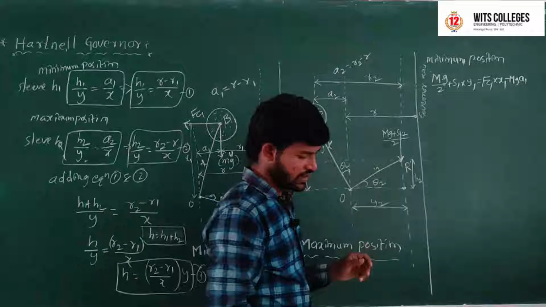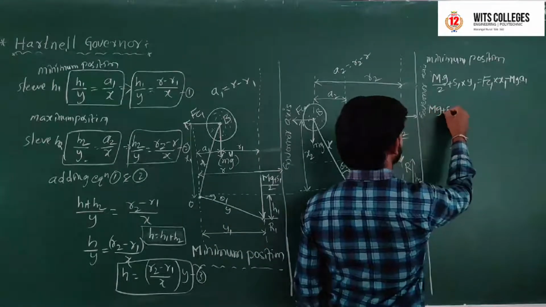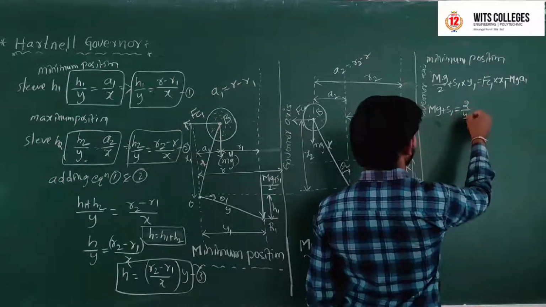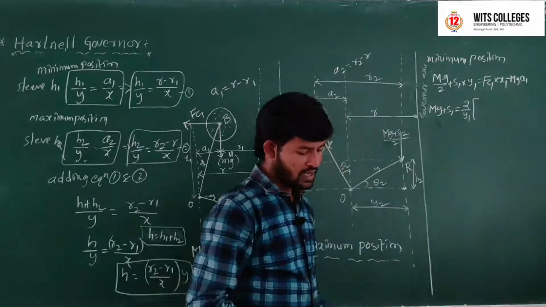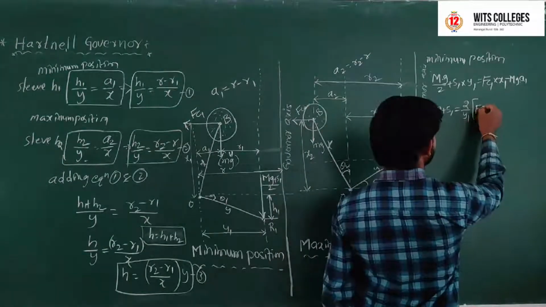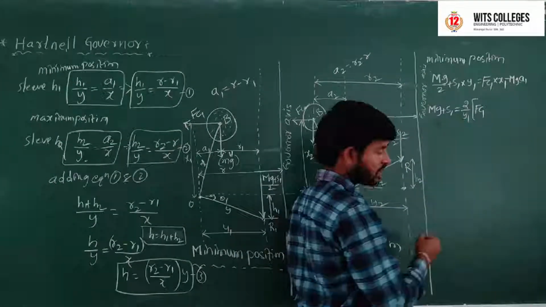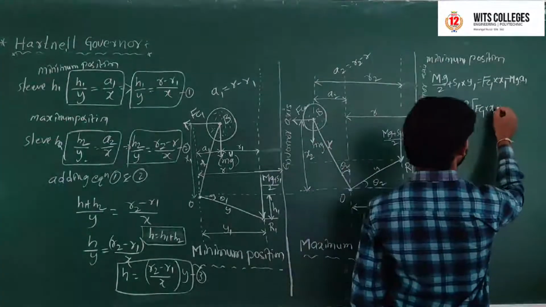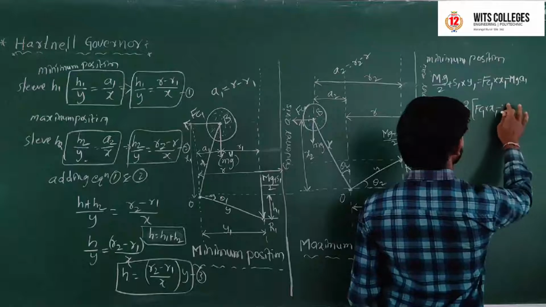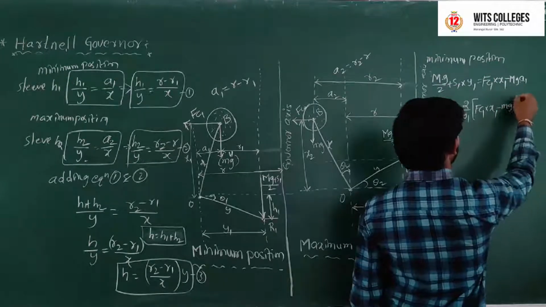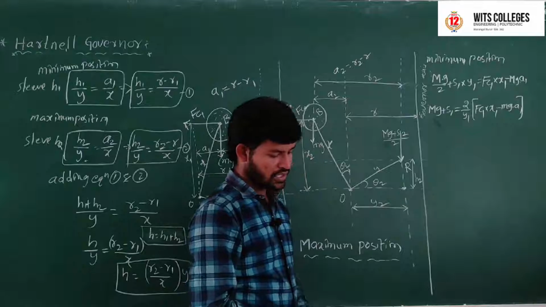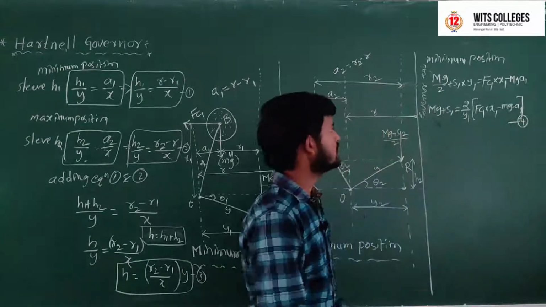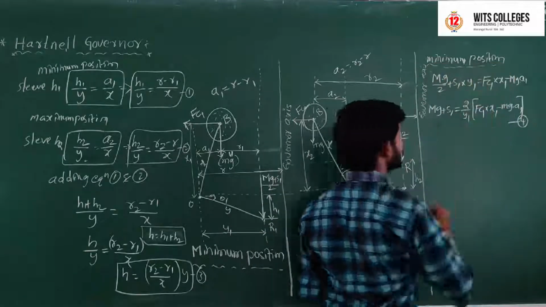Here we get, from this value, mg plus s1 is equal to 2 by y1 into Fc1 into x1 minus mg into a1. This is the fourth equation, at the minimum position, taking moments about O.